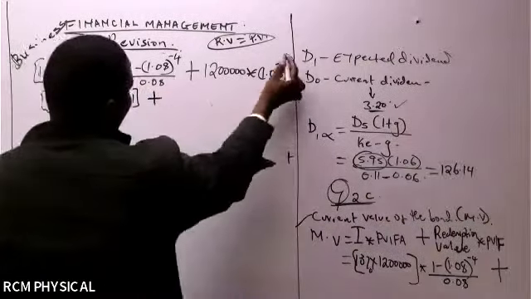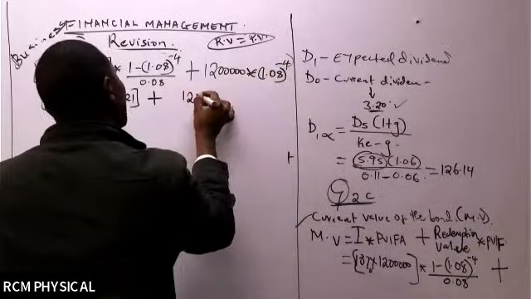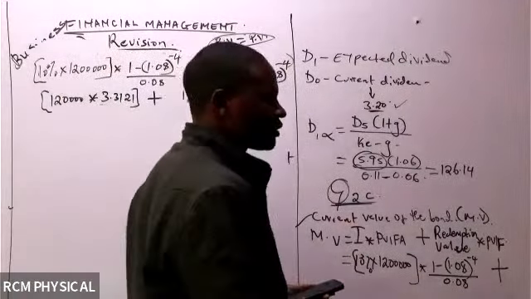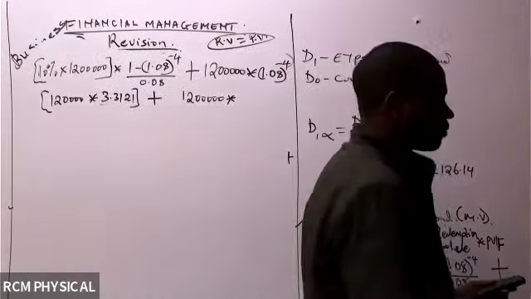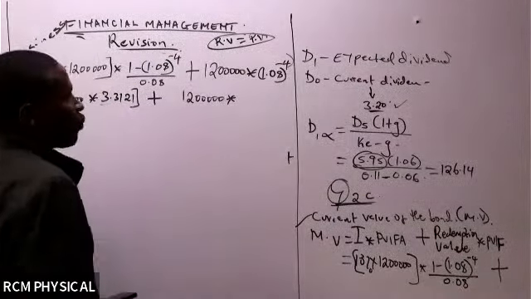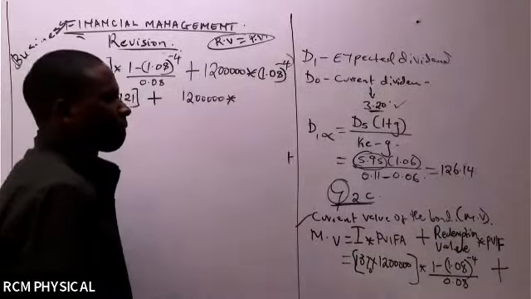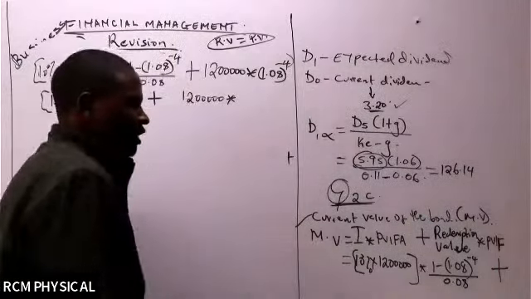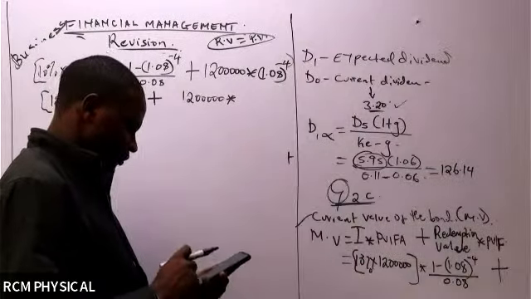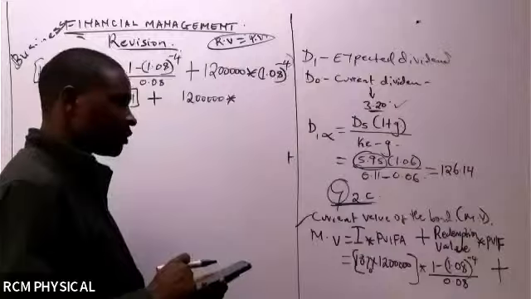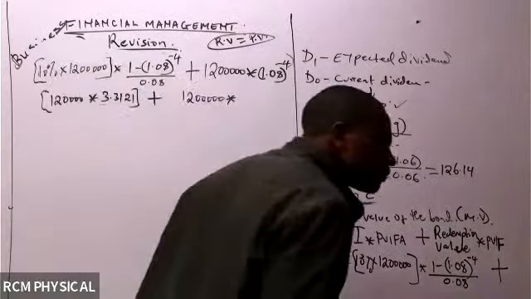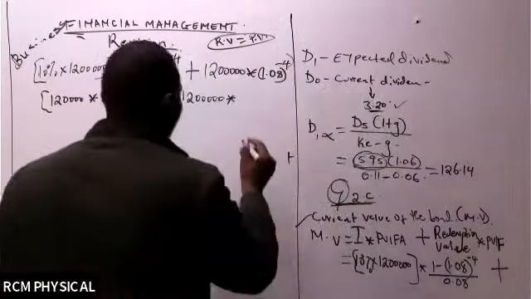Plus here it will be 1,200,000 times, what is the PV? 1.08 based on 8% for 4 years. How much is that? That's money, you guys, right?